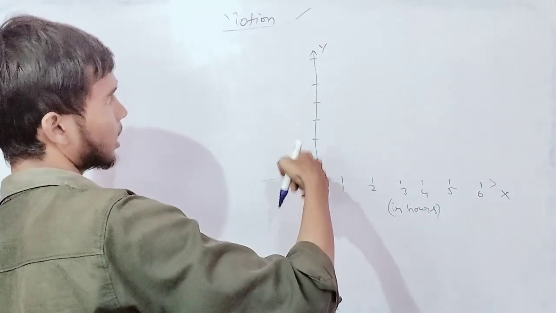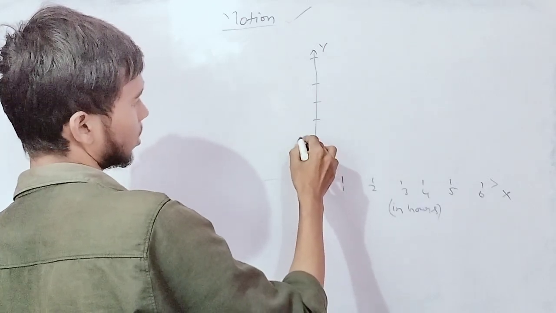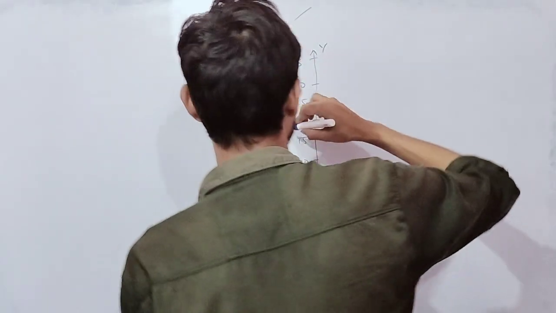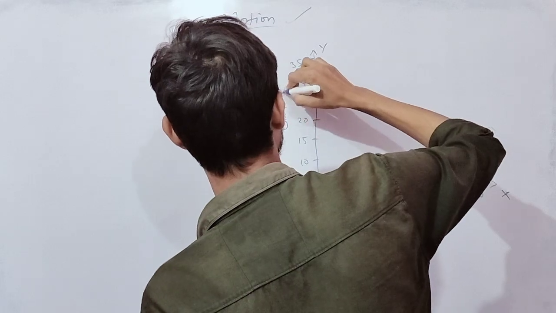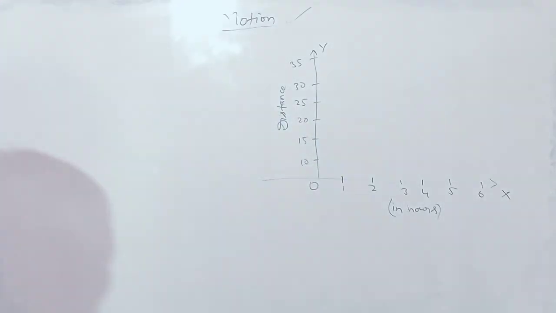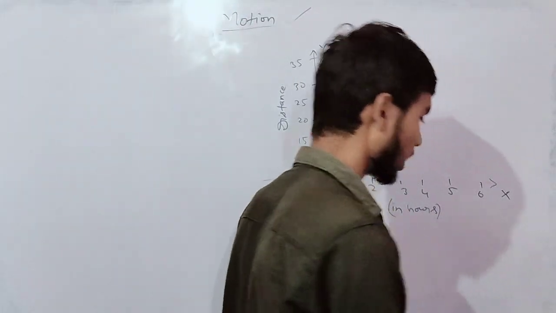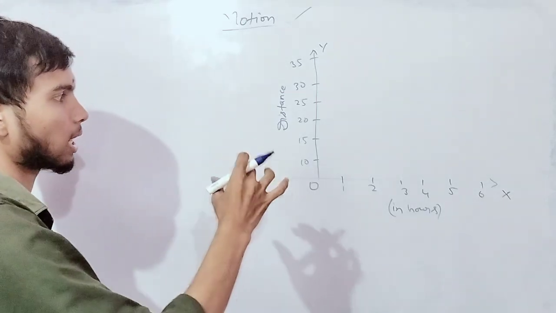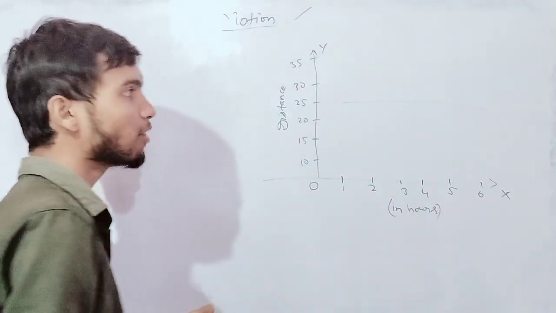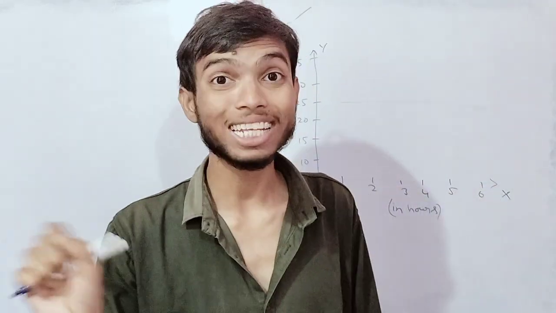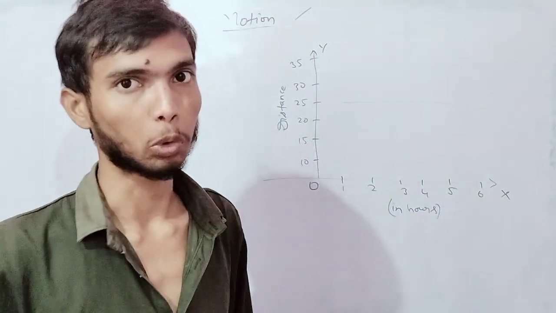We are considering the other axis as distance: 10 kilometer, 15, 20, 25 kilometer, 30, 35. These are distances. Clear? These are hours, these are distances. Now always remember, if you have a straight horizontal line in a graph, not a vertical line, then you have to understand that the object or vehicle is at rest. The vehicle is not moving.